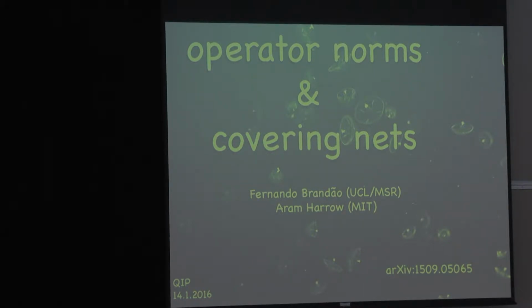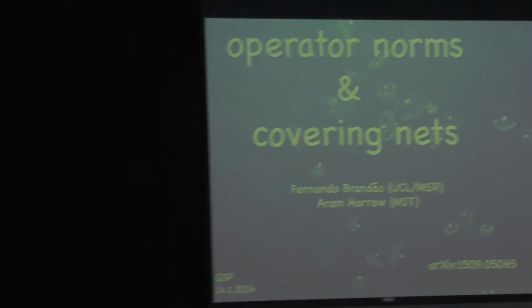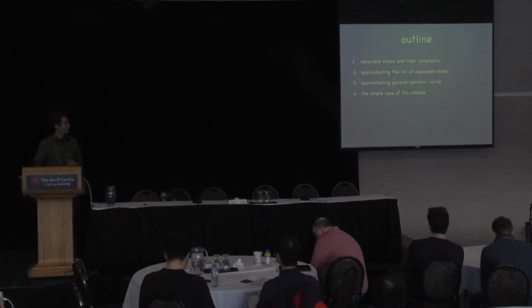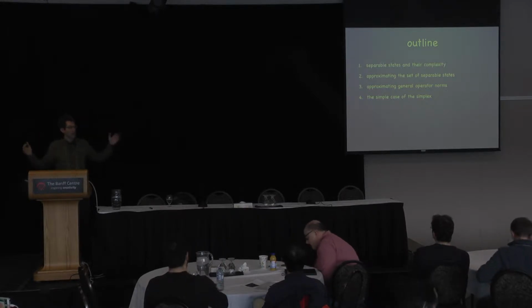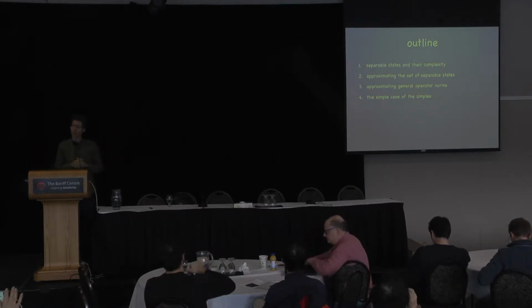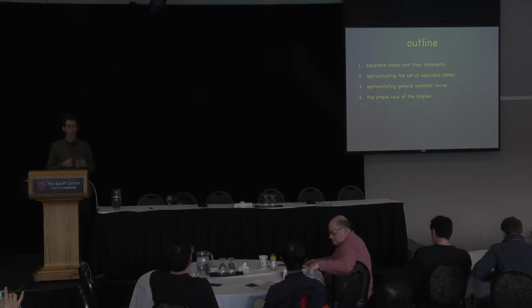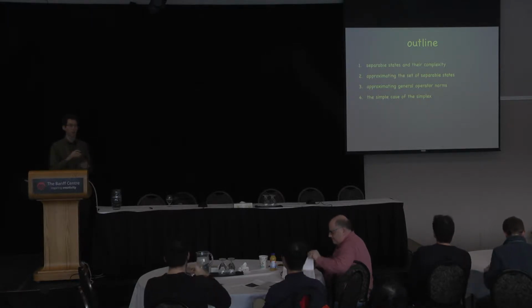I'm going to tell you about a topic I've been obsessed with over the last few years. I'll sort of tell you the course of my obsession, and then I'll tell you the latest development. And the topic is separable states. So we have states that are entangled, and states that are not entangled are called separable. And there are a number of interesting complexity-related problems about separable states, which I'll tell you about first.